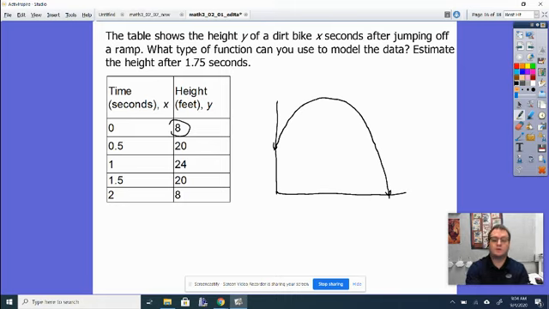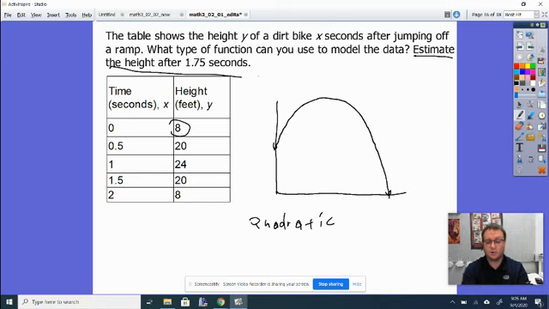First off, any kind of function where you have something that goes up and comes back down is always going to be a quadratic, and that's our first question here. Always, unless it hits escape velocity and flies out into space, it's always going to come back down. So it's always going to be a quadratic. Excuse me. And then it asks us to estimate the height at 1.75 seconds.